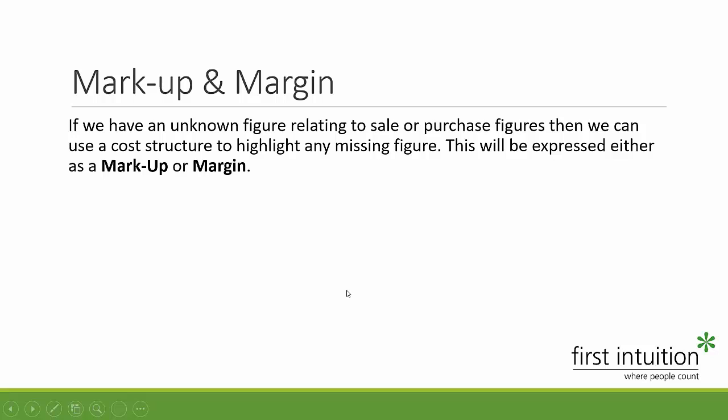So for markup and margin, we're talking about what's called cost structures. In terms of your final accounts prep exam, these are expressed in the form of either markup or margin. Essentially, you will use these structure methods to highlight incomplete records, which is an important part of final accounts prep. Incomplete records is something which will almost guaranteed come up in your exam.